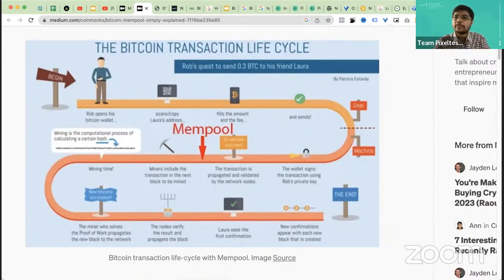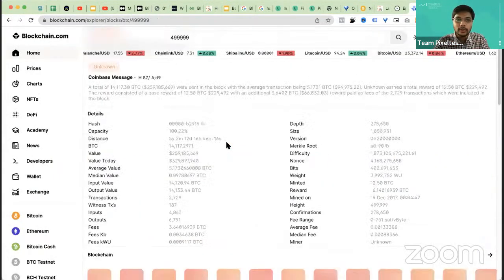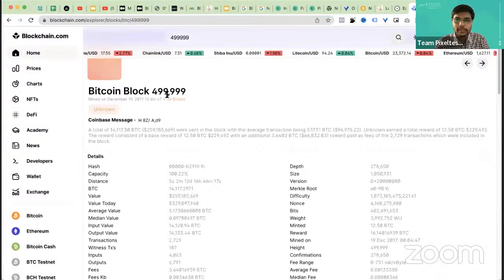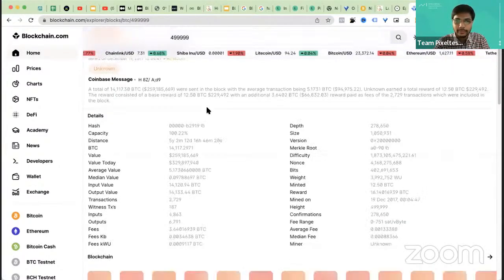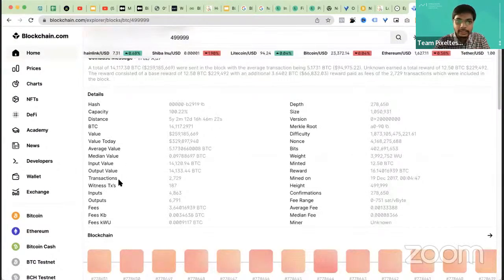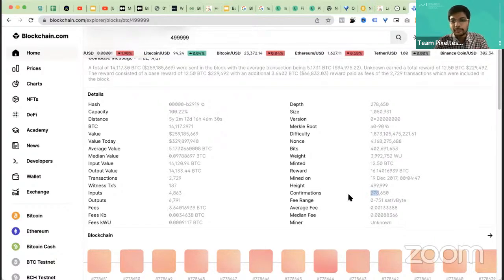So if you see our block 4999999, you can see that in here there is something called confirmations, which means there are 2,78,650 confirmations, meaning there are 2,78,650 more blocks over this, right?